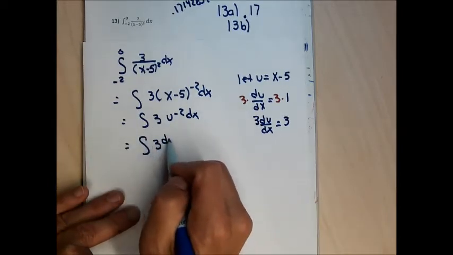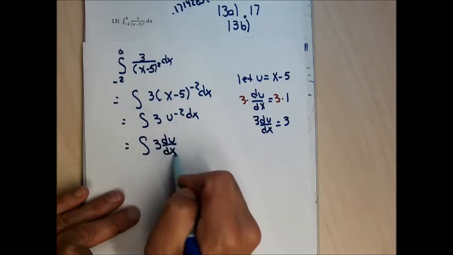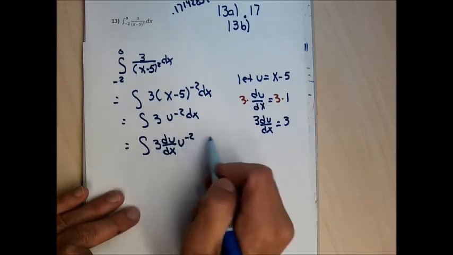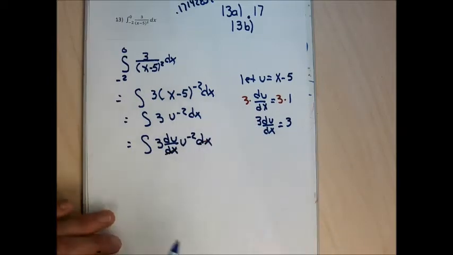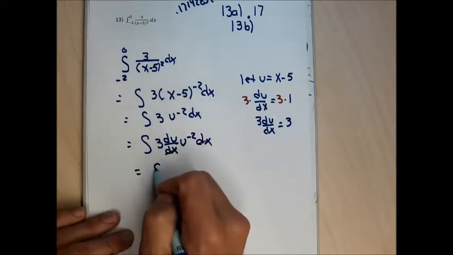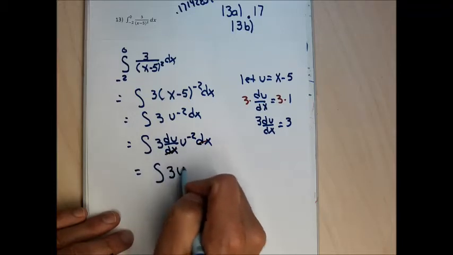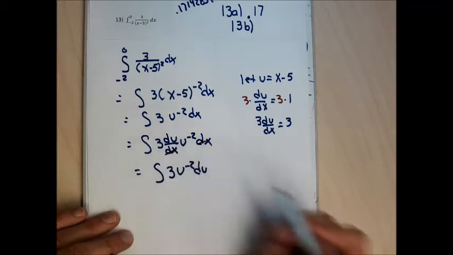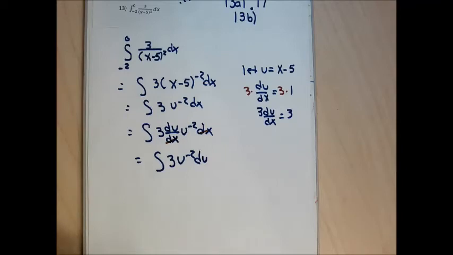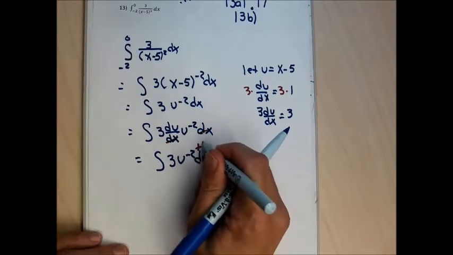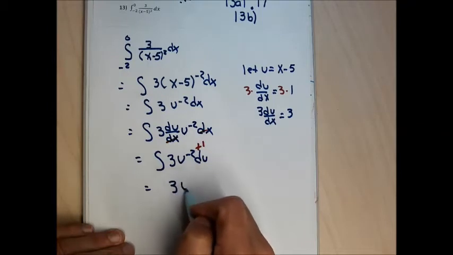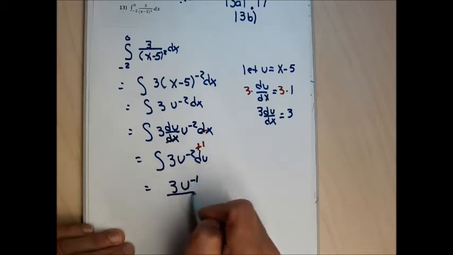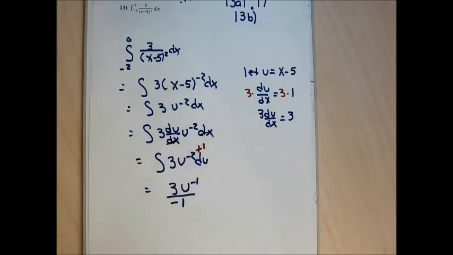So I get 3 du/dx u to the -2 dx. I'm going to cancel the dx's and get 3 u to the -2 du. Now I can integrate. I'm going to add 1 to the exponent and divide by the new exponent. -2 plus 1 is -1. So the new exponent is going to be -1. And I'll divide by that new exponent.